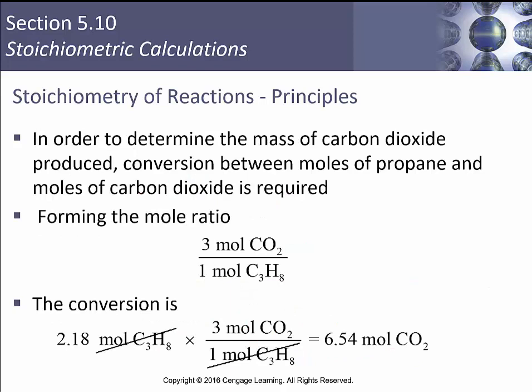Okay. So in order to determine the mass of carbon dioxide produced, the conversion factor between the moles of propane and the moles of carbon dioxide is required. And that's a 3-to-1 ratio. So 3 moles of CO2 per mole of propane. So our 2.18 moles of propane, we're going to use this 3-to-1 conversion factor here. Moles of propane cancel out. We're left with moles of CO2, 6.54 moles of CO2.